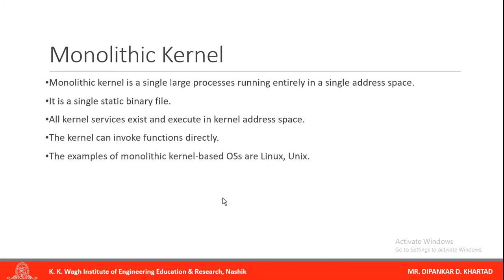Examples of monolithic kernel based OS are Linux and Unix. This is the famous operating system or famous kernel. So the Linux kernel is a monolithic kernel. The Linux kernel provides all the features of a monolithic kernel.